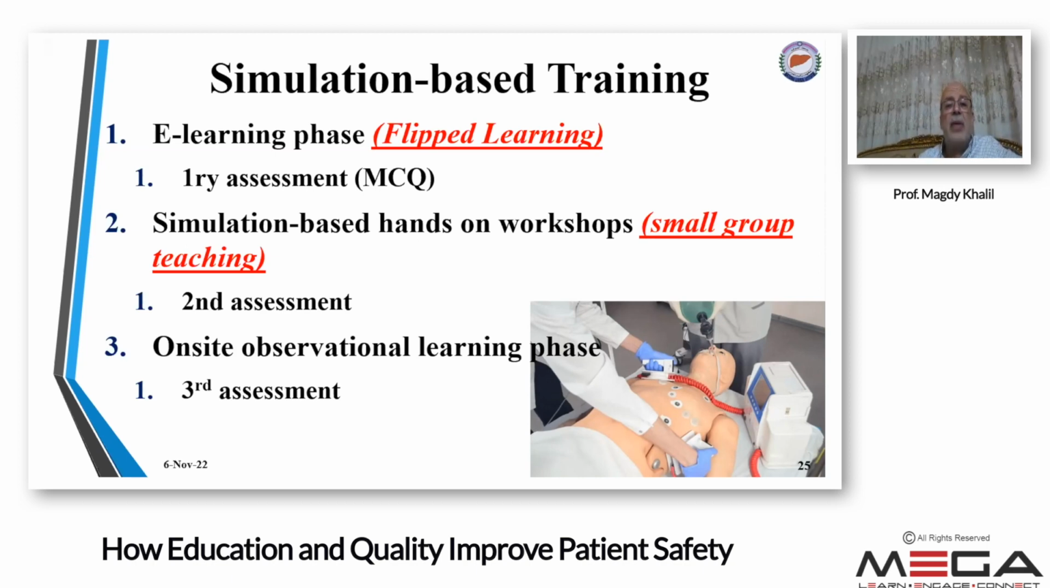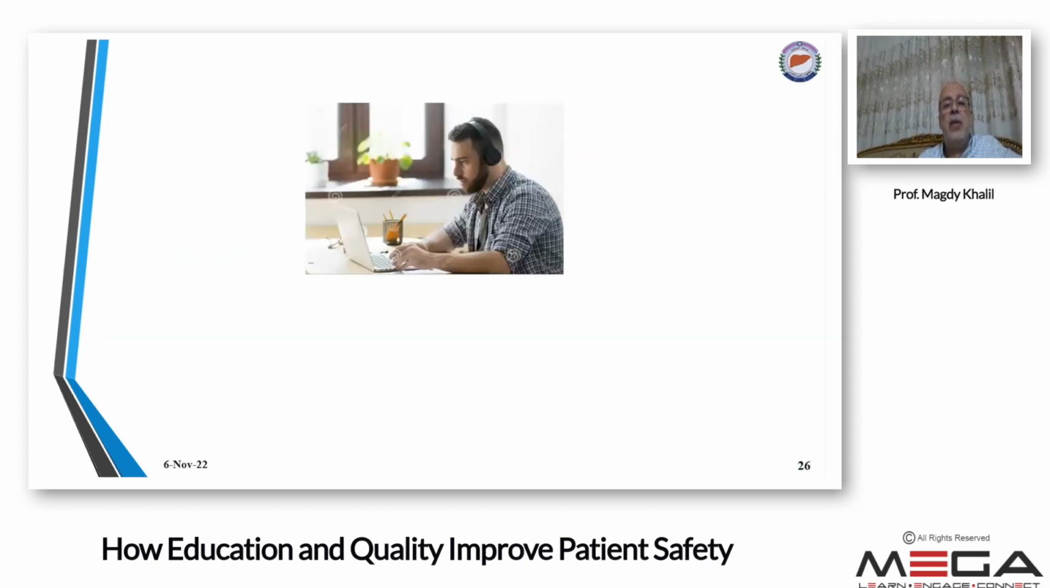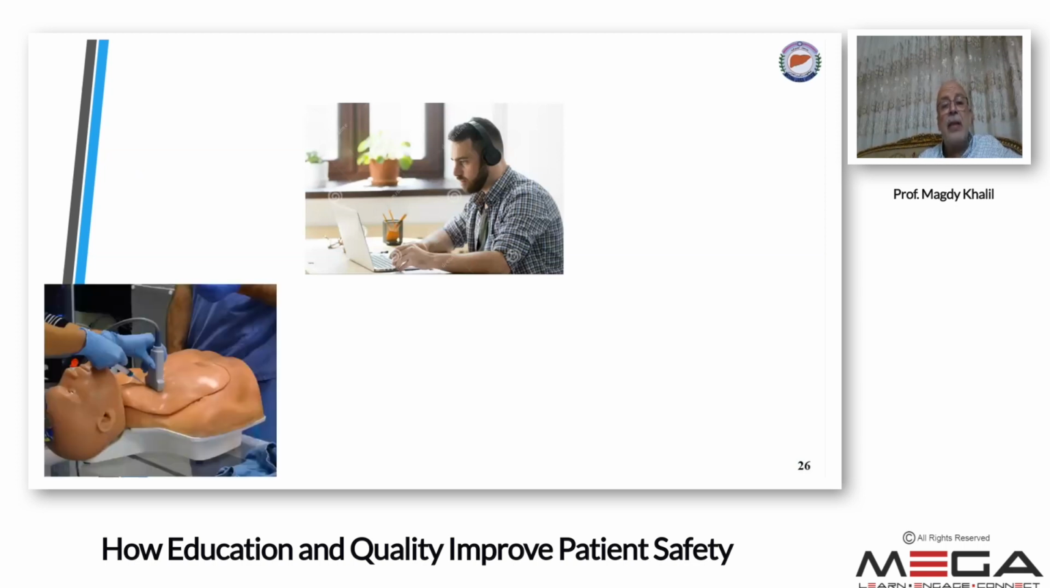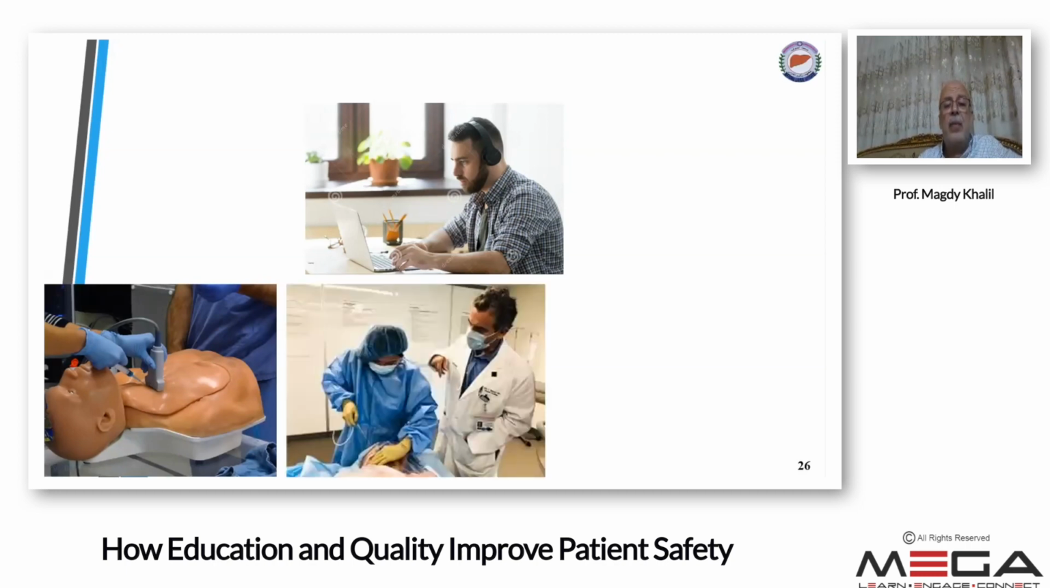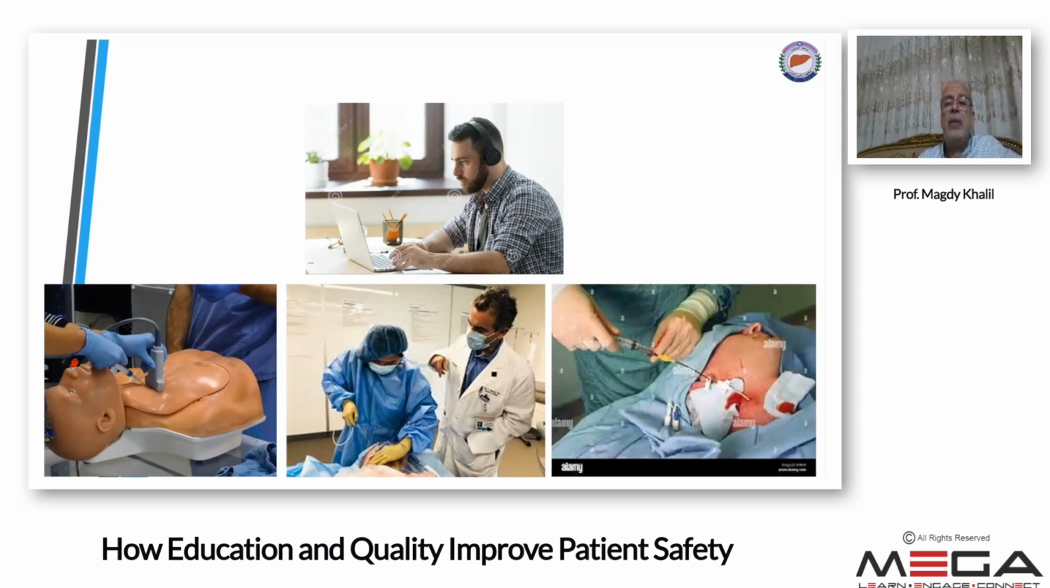Then comes the on-site observed learning phase, with the third assessment. Now the candidate is well oriented to the process and might go on, but it is not enough. He should go to the theater for the observed learning phase and do it with his own hands in the 4th phase. This is the second phase, where he starts to do it on a mannequin, then is observed by his senior, and then does it by himself. If you skip these phases and just encourage him, you might end up with a lot of mistakes.